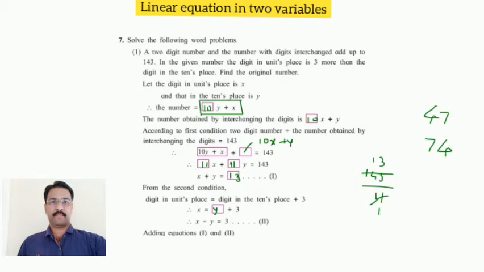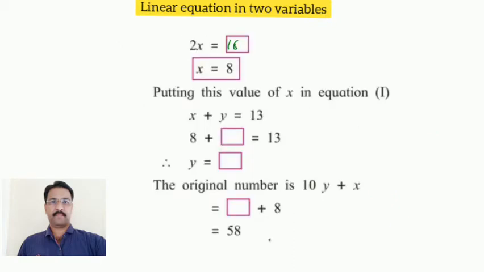Now by putting x equal to 8 in our equation number 1, which is x plus y equal to 13, we put the value of x equal to 8 and write y as it is. In the next step, 8 goes to the other side, so y equals 13 minus 8, which is 5. Understand?